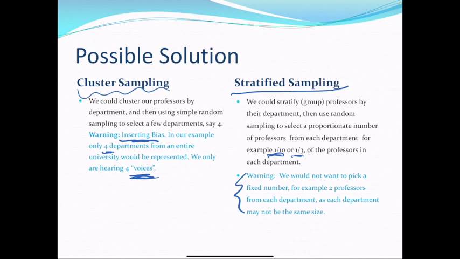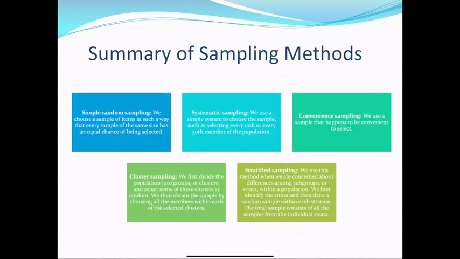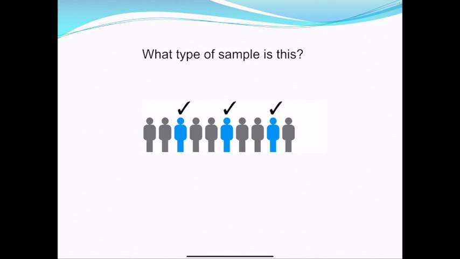So here's a brief summary of our sampling methods: simple random sampling, systematic, convenience, cluster and stratified. So I have a few questions where I'm going to ask you to help me identify what type of sample this is. What type of sample would this be, where I've selected every third person in a row? Well, this would be systematic.